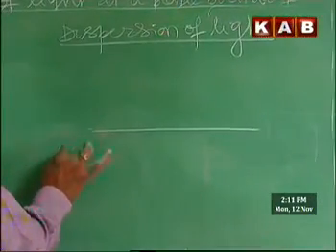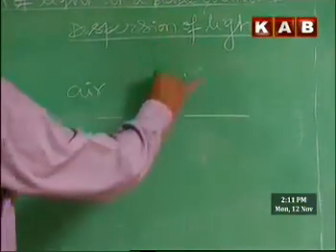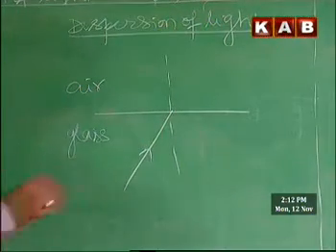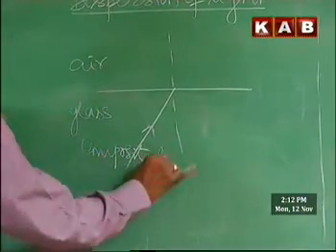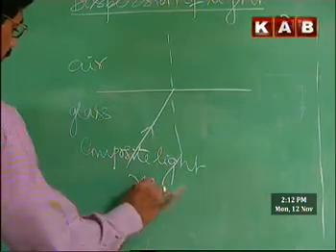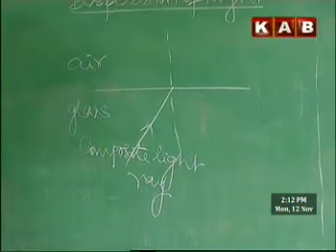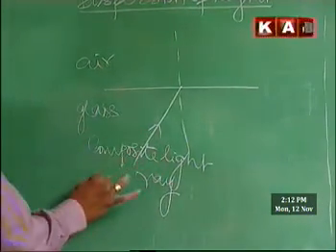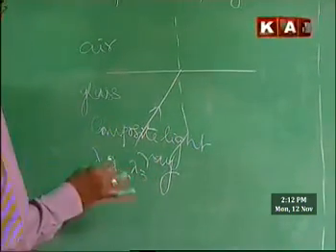Let a medium, glass and air, be separated by a plane boundary, and this is the normal to the boundary. A ray of light is incident. Is this ray a composite ray or a polychromatic ray? It is a composite light ray. What is meant by a composite light ray? It is a light ray consisting of 2-3 wavelengths, that is, polychromatic. Monochromatic is a single wavelength light ray, but a polychromatic light ray consists of, let us consider, 3 wavelengths: lambda 1, lambda 2, lambda 3.